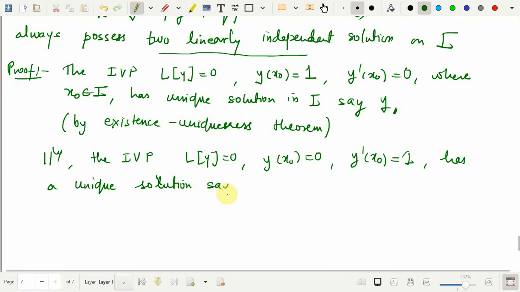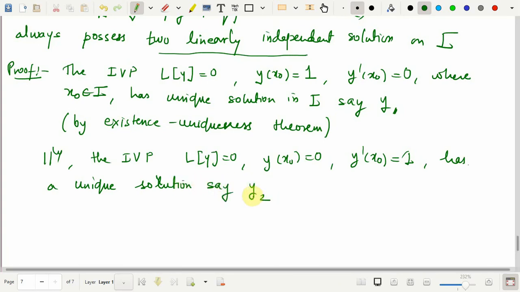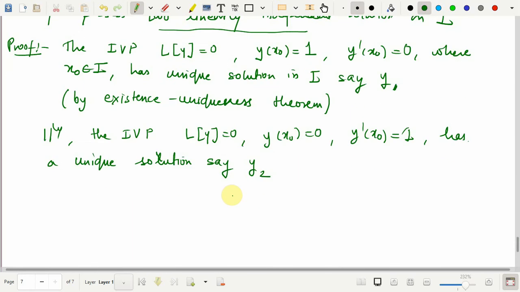Say y2. So these are the two solutions which I have generated, and I will claim that this y1 and y2 are two linearly independent solutions of the given differential equation. Okay.